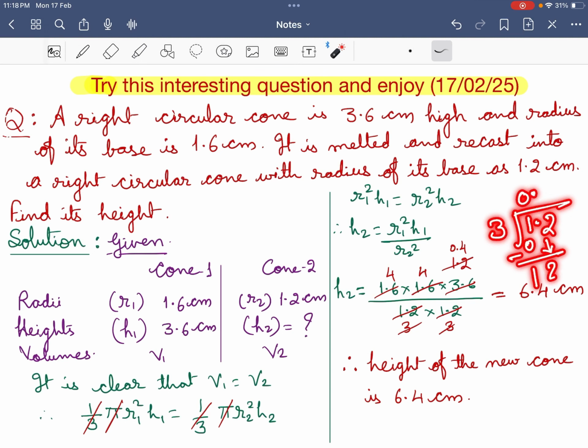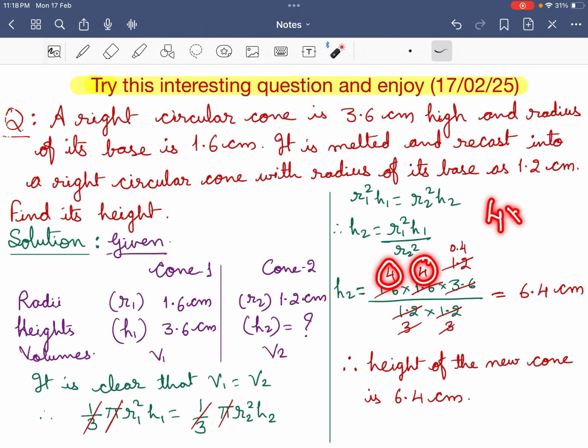For those who are having confusion, quickly: 3 zeros are 0, 1 minus 0 is equal to 1. The decimal will be here. This 2 when you bring it down, 3 fours are 12. Right, everyone?